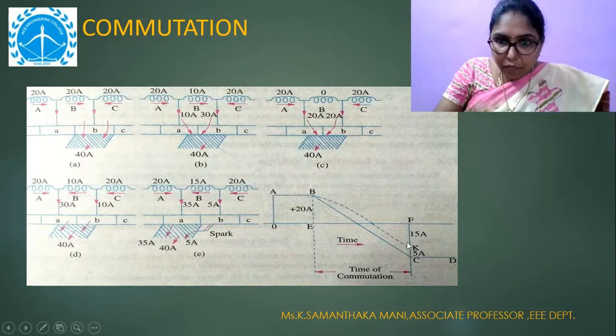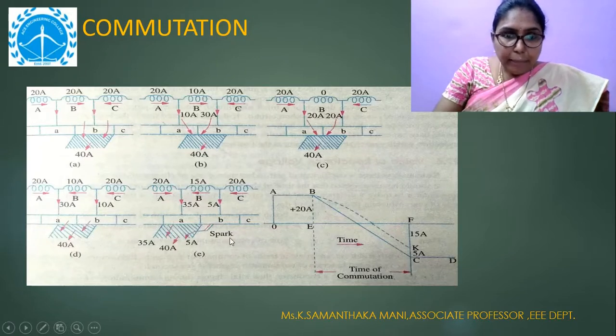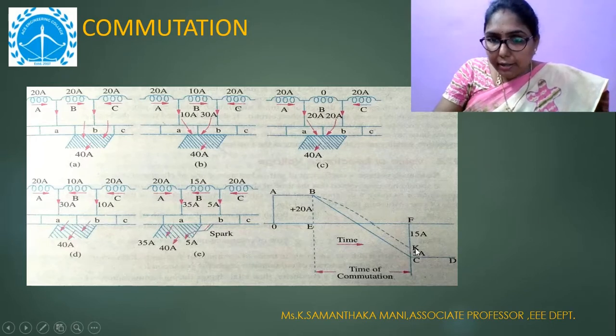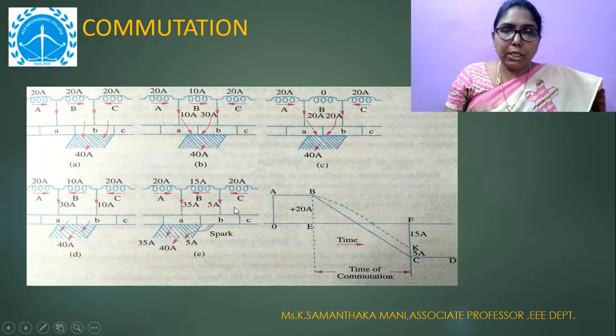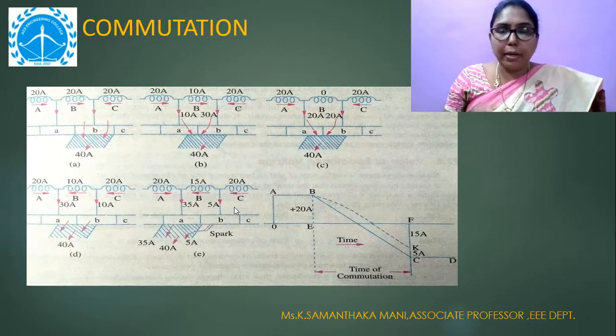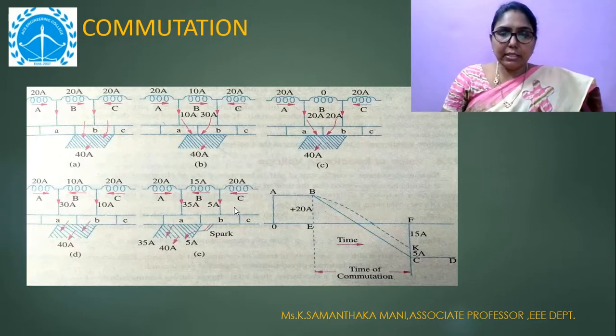So this shortfall of 5 amperes flows through segment B to the brush in the form of sparking. This dotted line indicates that this type of commutation is called poor commutation or bad commutation. So this is a disadvantage. Having sparking at the commutator segments is a disadvantage, and it has to be nullified.